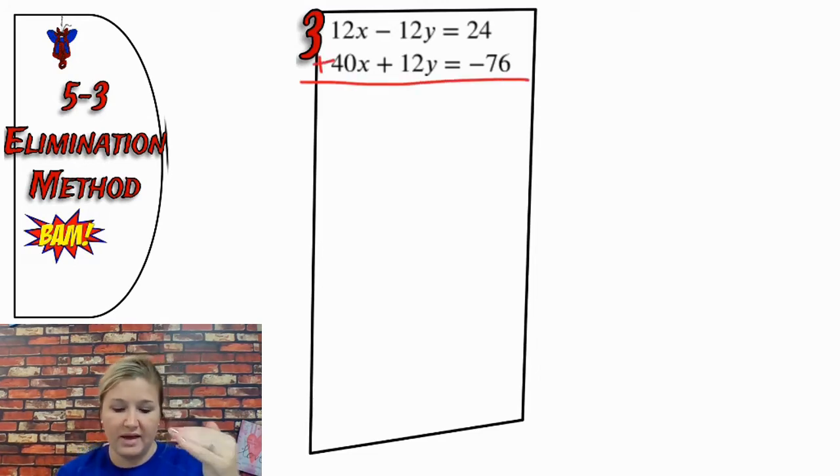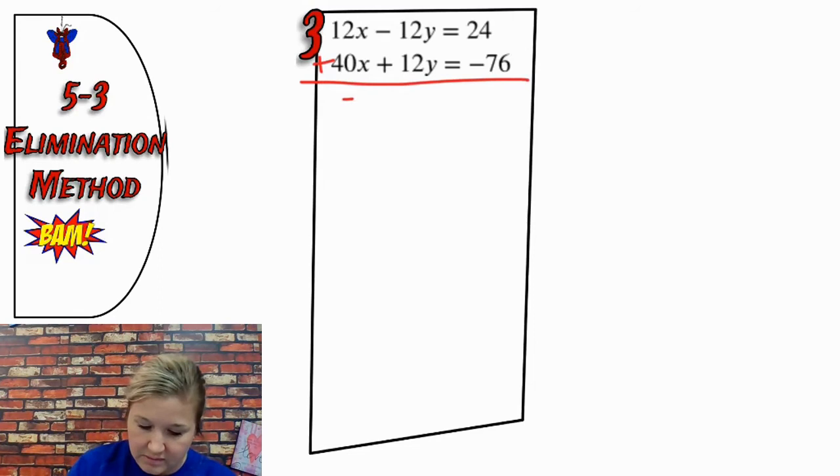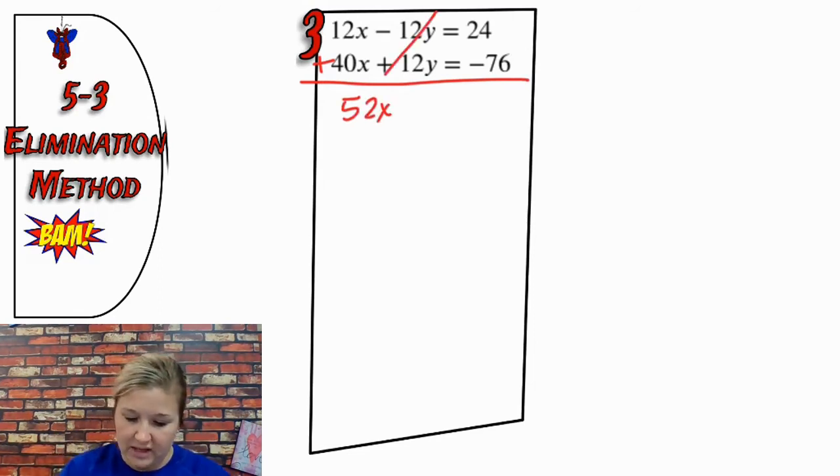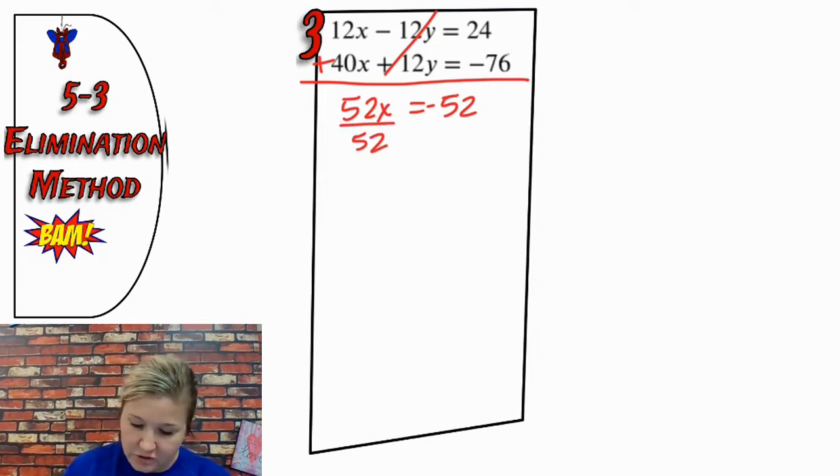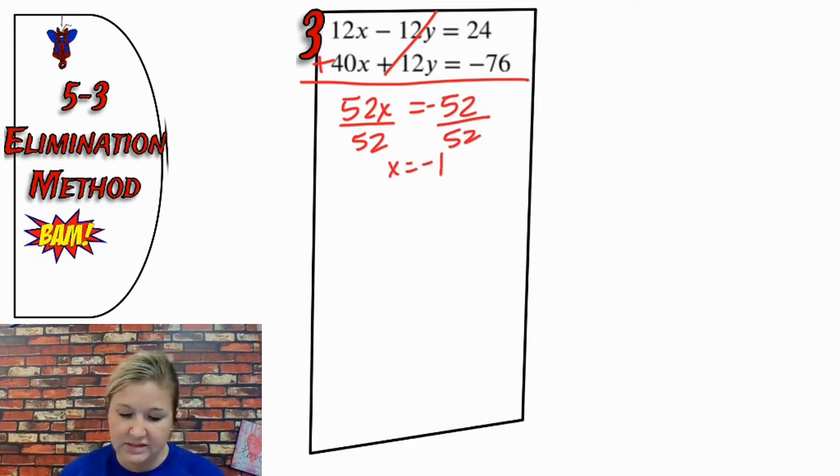So I'm going to have 12x plus 40x, which is 52x. That makes 0, so that gets eliminated. And then I have 24 plus negative 76, so I get a negative 52. So then I'll divide each side by 52, which is in front of x. And so x is equal to negative 1.